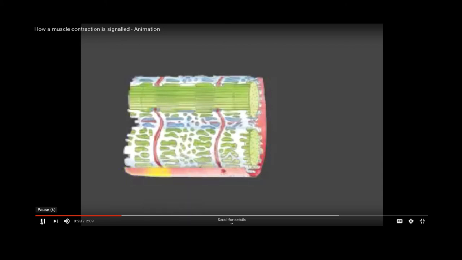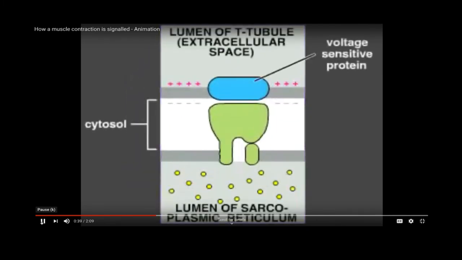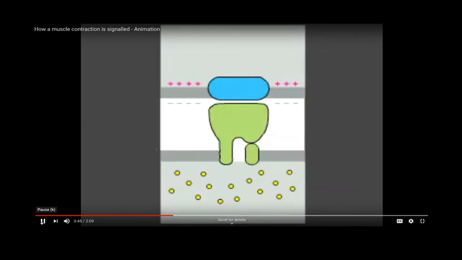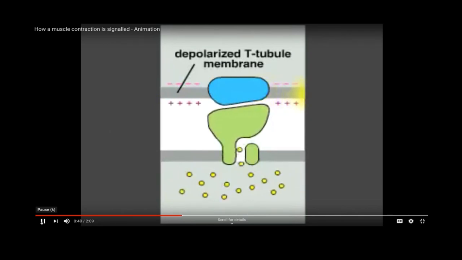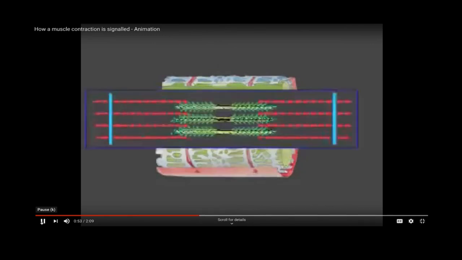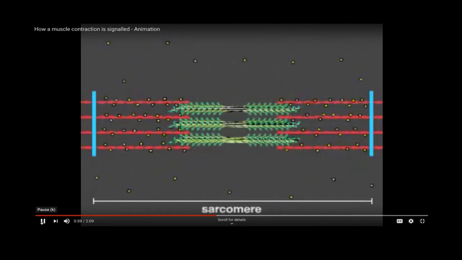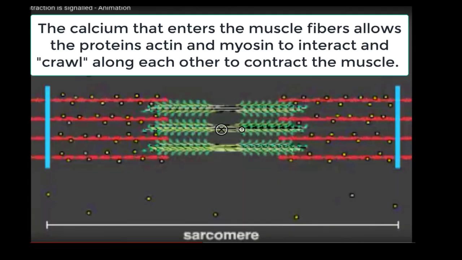When the cell is stimulated, a wave of depolarization, that is, an action potential, spreads from the synapse over the plasma membrane and via the T-tubules deep into the cell. A voltage-sensitive protein in these membranes opens a calcium release channel in the adjacent sarcoplasmic reticulum, which is the major calcium store in muscle cells, thereby releasing a burst of calcium ions all throughout the cytosol of the cell. Within a contractile bundle of a muscle cell, called a myofibril, the calcium interacts with protein filaments to trigger contraction. The calcium that enters the muscle fibers allows the proteins actin and myosin to interact and crawl along each other to contract the muscle.